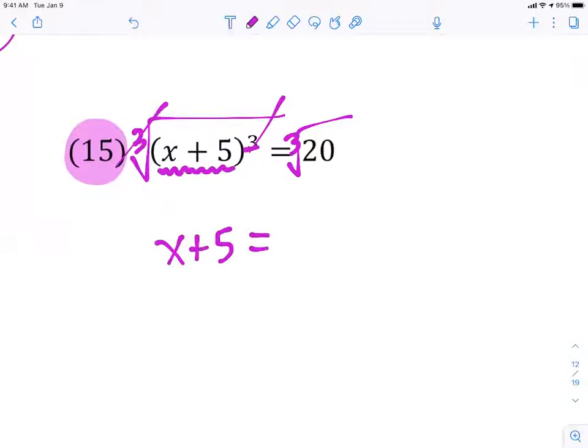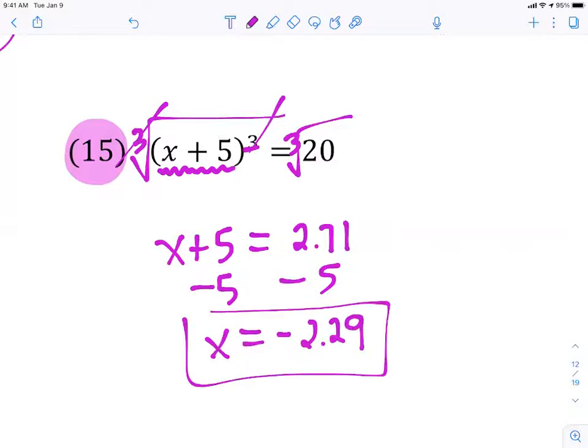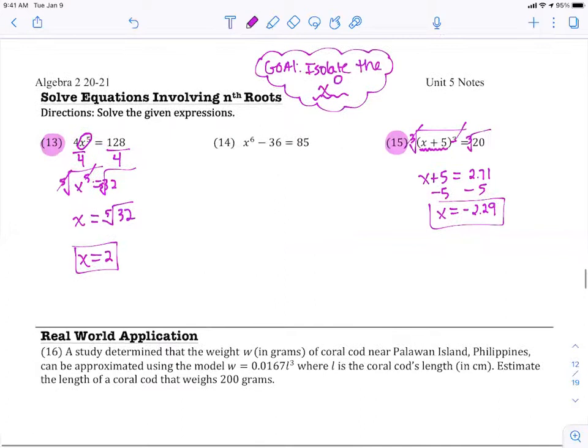And all we really have to do is take the cubed root of 20. Now, if you take the cubed root of 20, this isn't exactly the nicest number, but that's okay. We're left at 2.71. We'll round to 2 decimal places. And then we solve like normal. Subtract 5 from both sides. And we're going to be left with our final answer of negative 2.29. All right. Pause your video and you can try number 14.